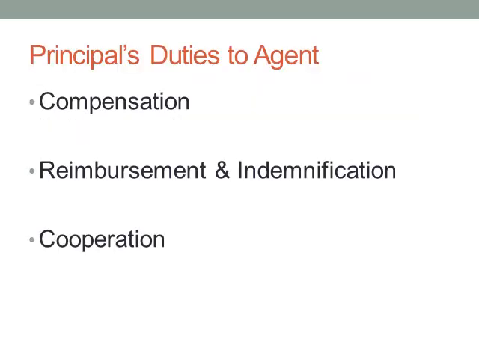So now the principal's duties to the agent. They're either expressed in the agreement or they're implied by law. Compensation. Principal has a duty to pay the agent for services rendered. If there's an agreed upon amount, that's what they have to pay, or if no amount is agreed upon, the principal owes the agent the customary compensation for the agent's services. So whatever's customary based on the agency relationship.